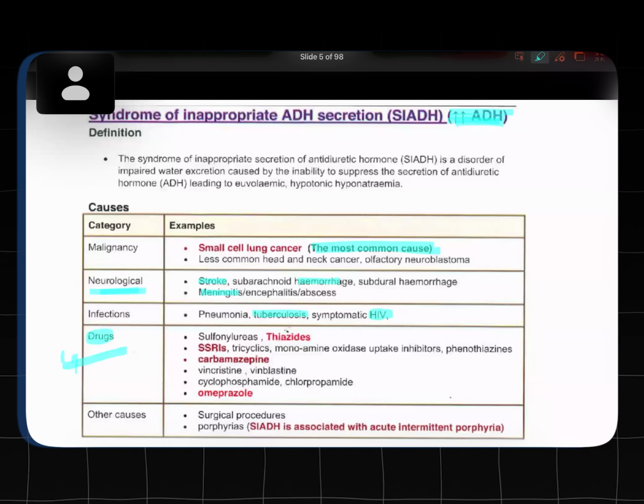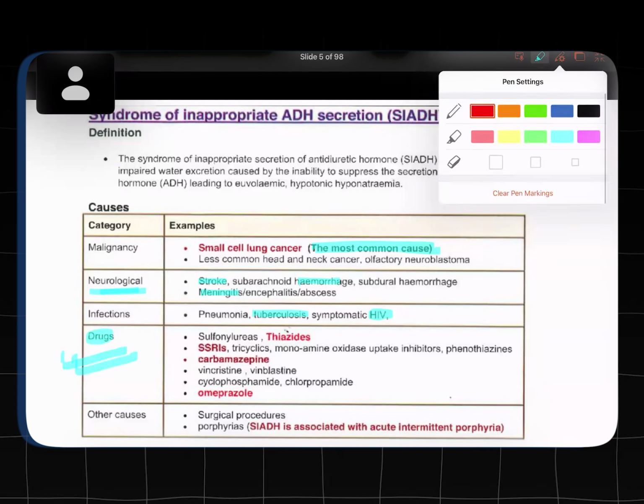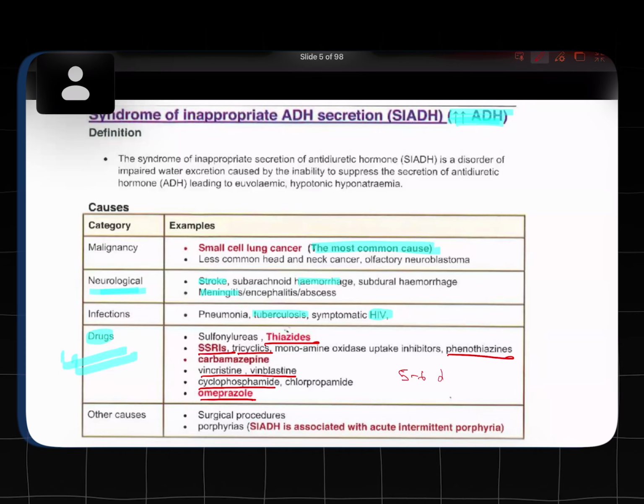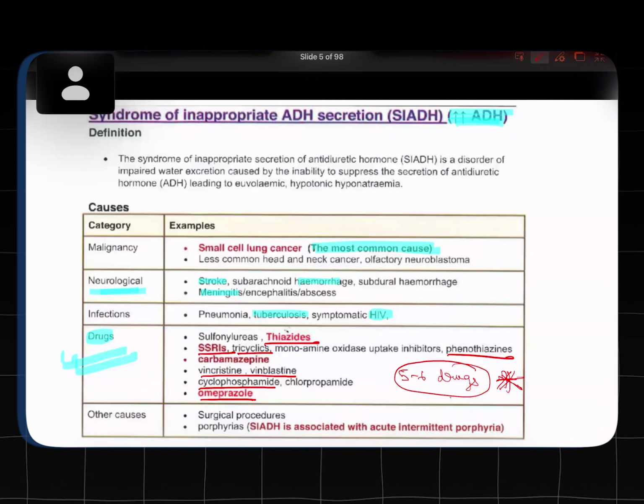Drugs, very important. Almost all the drugs mentioned here already come. Thiazides, SSRIs, phenothiazines, tricyclic antidepressants, vincristine, vinblastine, omeprazole, and also cyclophosphamide. So 5 to 6 drugs have already appeared, drugs causing SIAD. So these you have to remember. In the previous slide I told you that you may forget that carbamazepine is a cause for production of this ADH. But here you have to remember these drugs because they have already come in the exam and it will come. SIAD and drugs.